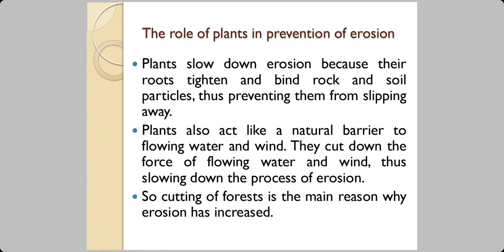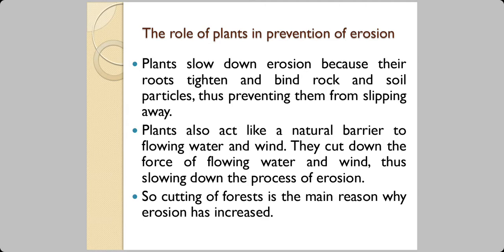Now, plants, they prevent erosion. What plants do is they slow down erosion because of their roots. Their roots tightly bind the rock and soil particles, and this prevents the rock and soil particles from slipping away in flowing water or in blowing wind. Plants also act like a natural barrier to flowing water and wind. They cut down the force of flowing water and wind, and this slows down the process of erosion.